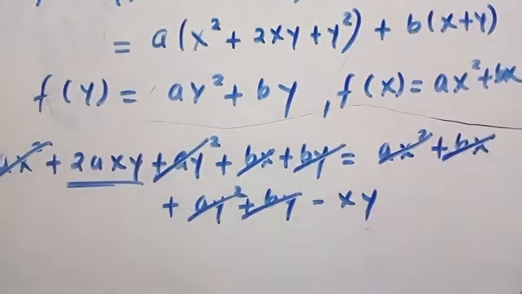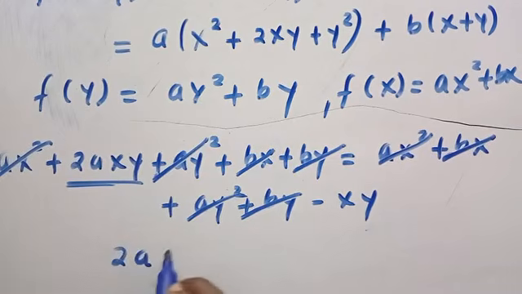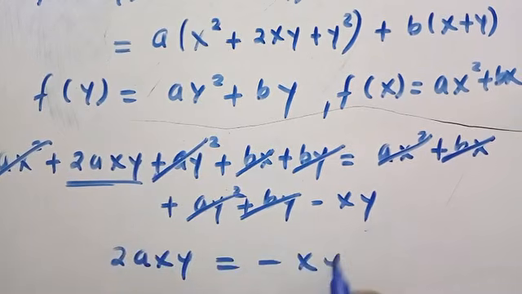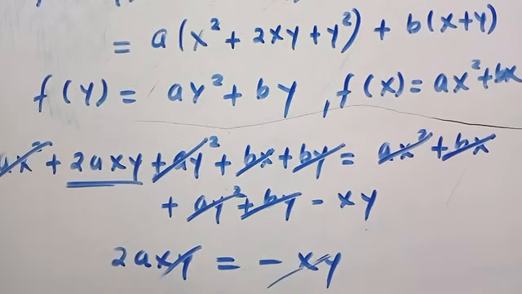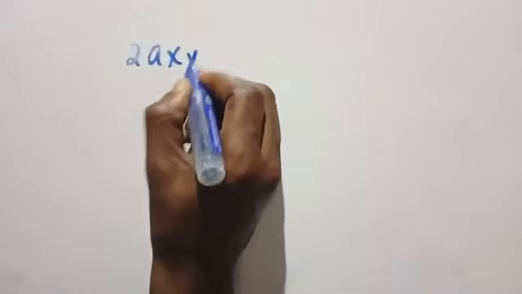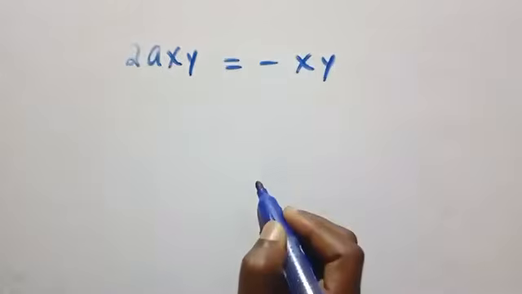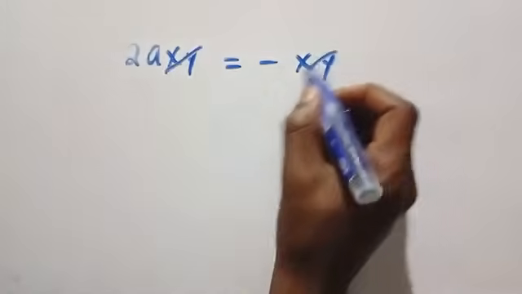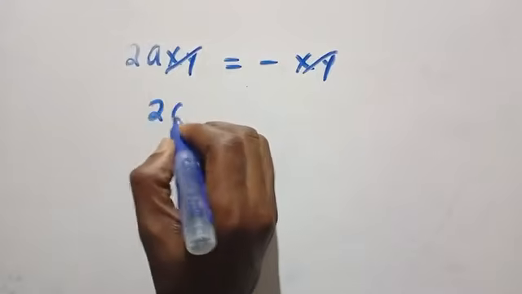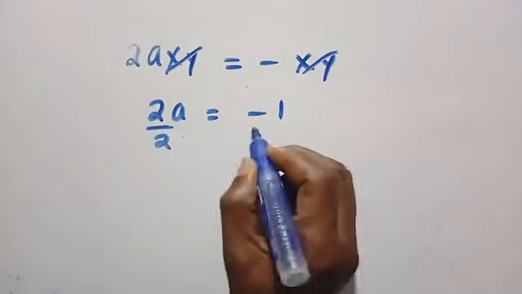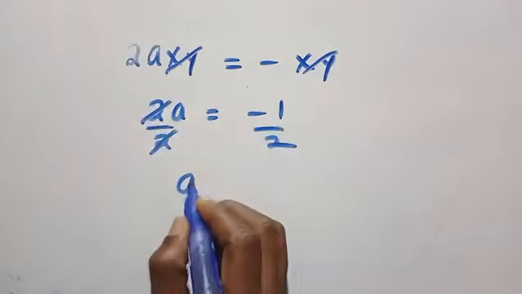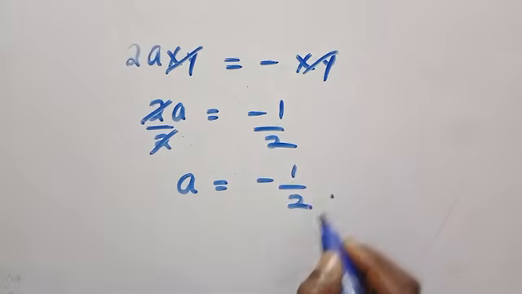So we equate this. We have 2axy equals minus xy, and we cancel xy to get the value of the constant a. So xy cancels xy, and we have 2a equals minus 1. Dividing both sides by 2, a equals minus 1 over 2.